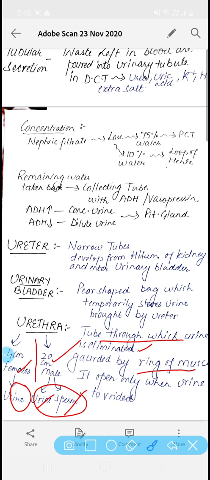The urethra is guarded by muscles. The ring of muscles that guards the opening and closing of the urethra contracts to keep it closed, and it opens when the urine is voided. That sphincter, that ring of muscle, opens whenever there is a need to eliminate the urine. Okay, so that was about the excretory system in human beings.